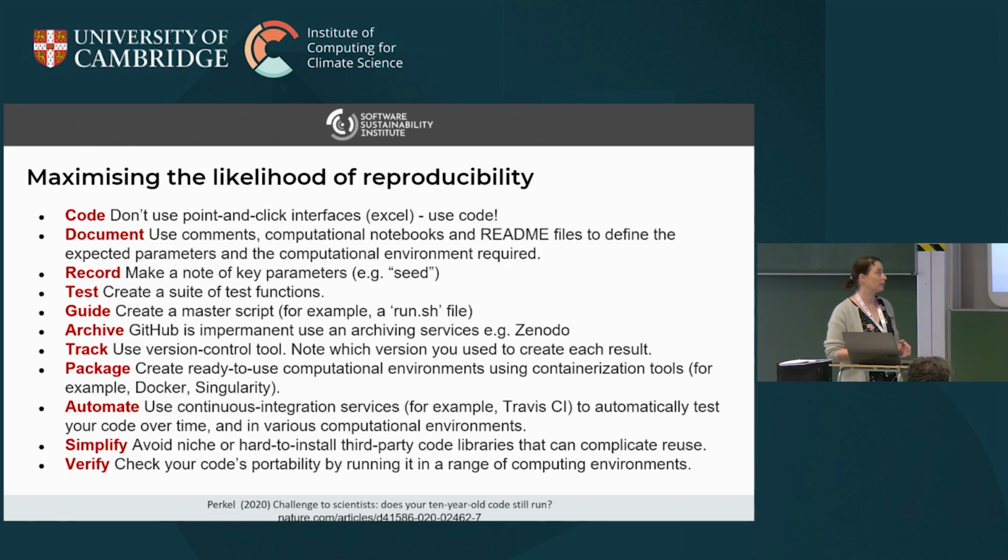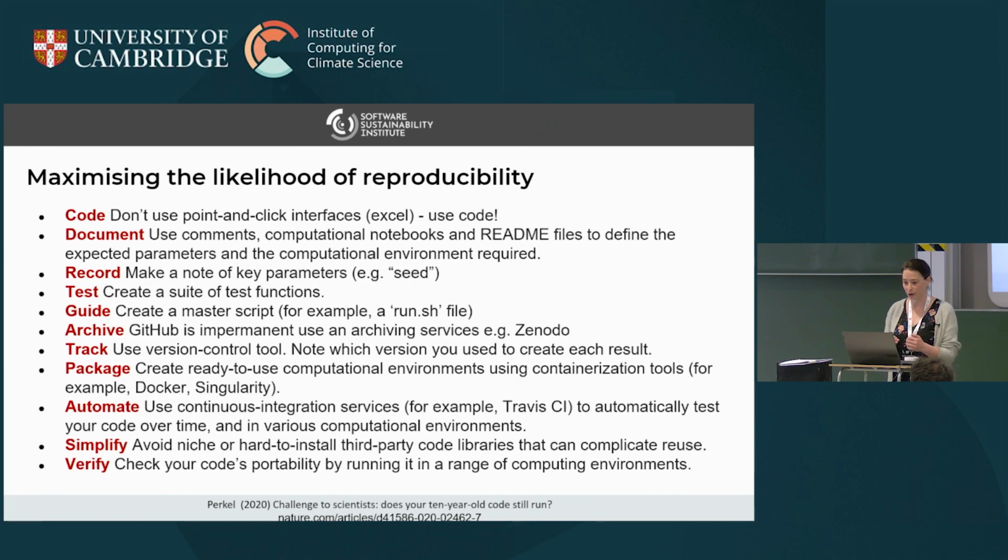These are things I'm going to whiz through quite quickly because I know they're things that you probably do quite regularly. So how do you maximize the likelihood of reproducibility? Use code, you don't use Excel spreadsheets, no point and click kind of stuff. I think we're all there. Documentation, so comments, computational notebooks, README files, so important. You imagine your future self will remember what your present self is doing.